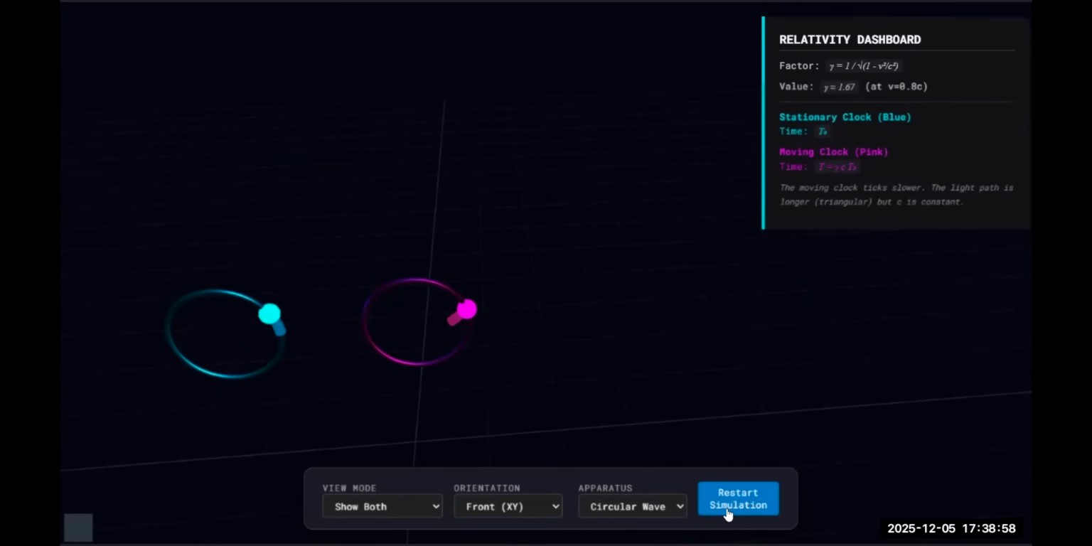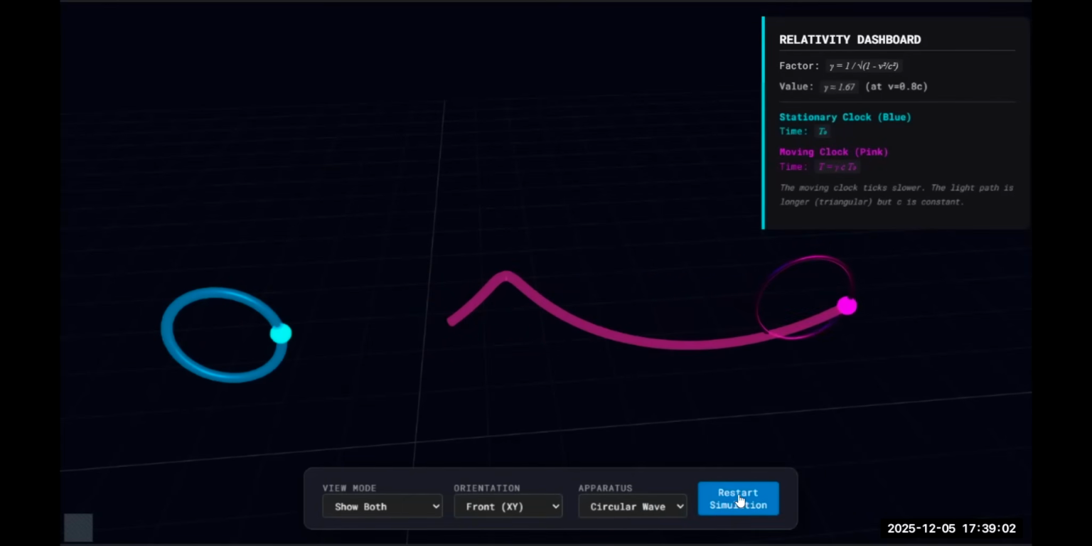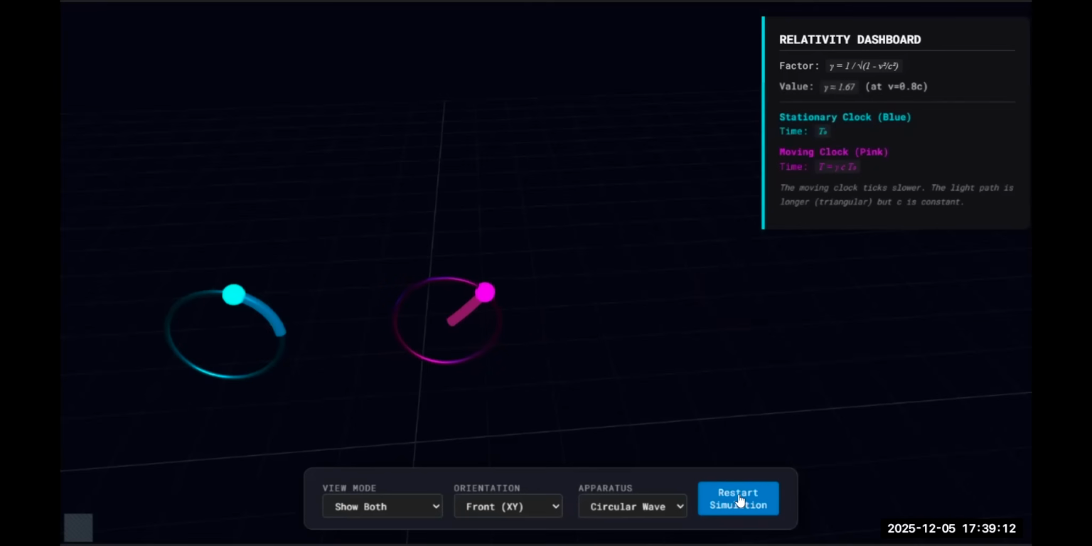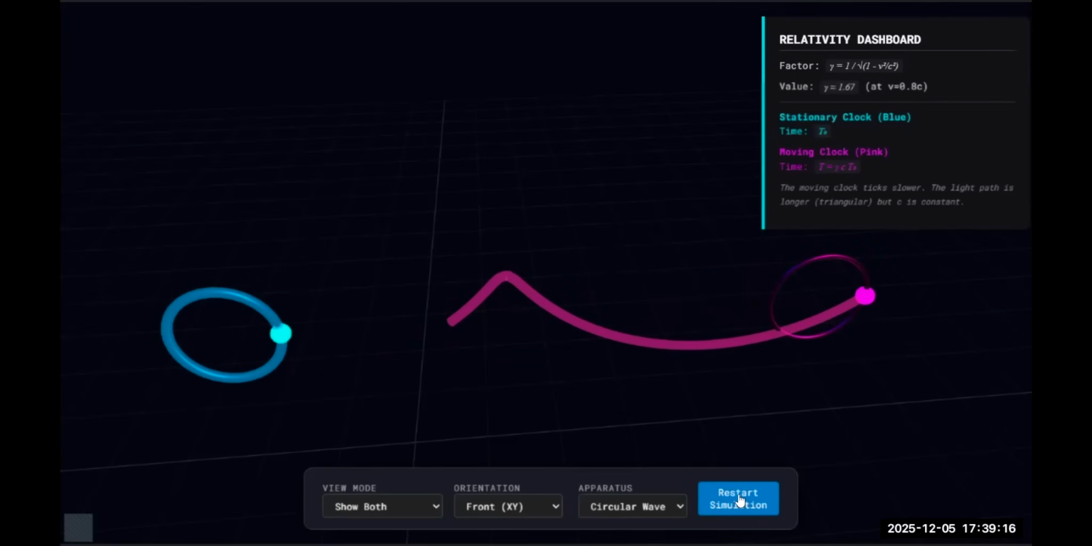What I really like about this is that not all processes of change are going to be some kind of wave phenomena just going back and forth. Some of them are going to be wave phenomena going in a circle, like what you're going to tell us about the electron. And it's very important that the same kind of time dilation applies to a circular phenomenon as to a wave going back and forth.